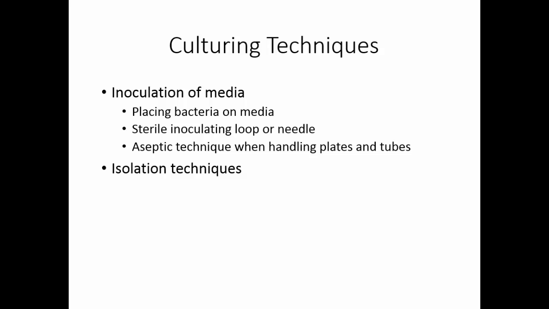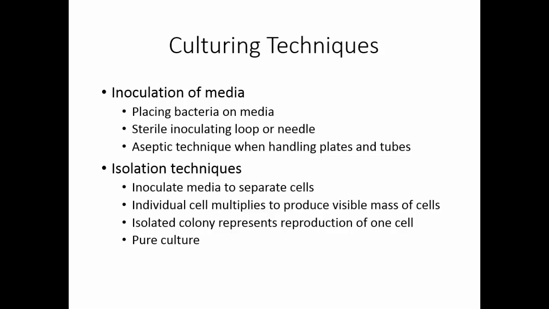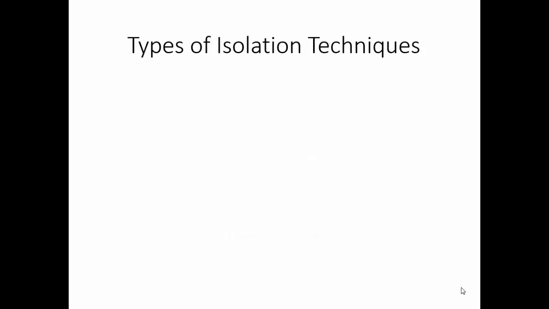Isolation techniques are special inoculation techniques that allow us to separate cells. If we have an individual cell that multiplies, it will produce a visible mass of cells. This is known as a colony. An isolated colony then would represent the reproduction of only one cell and would be a pure culture. There are different types of isolation techniques.